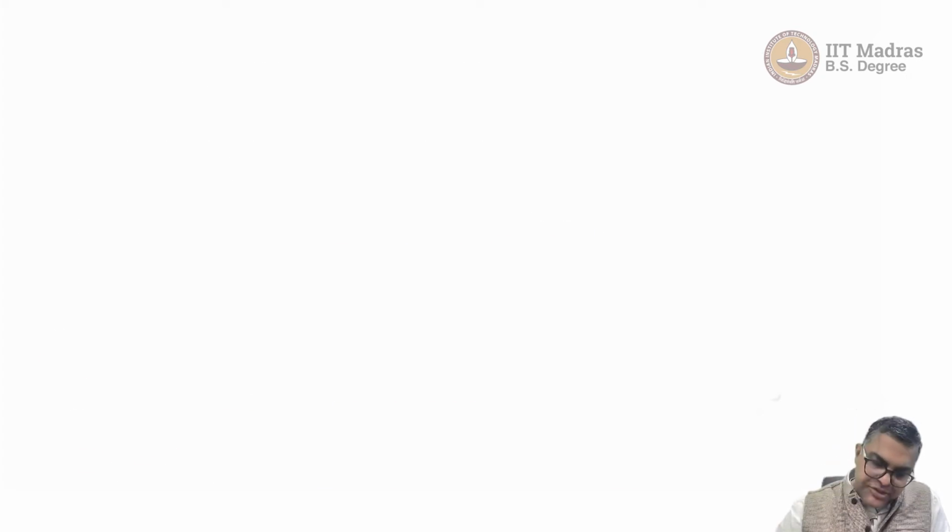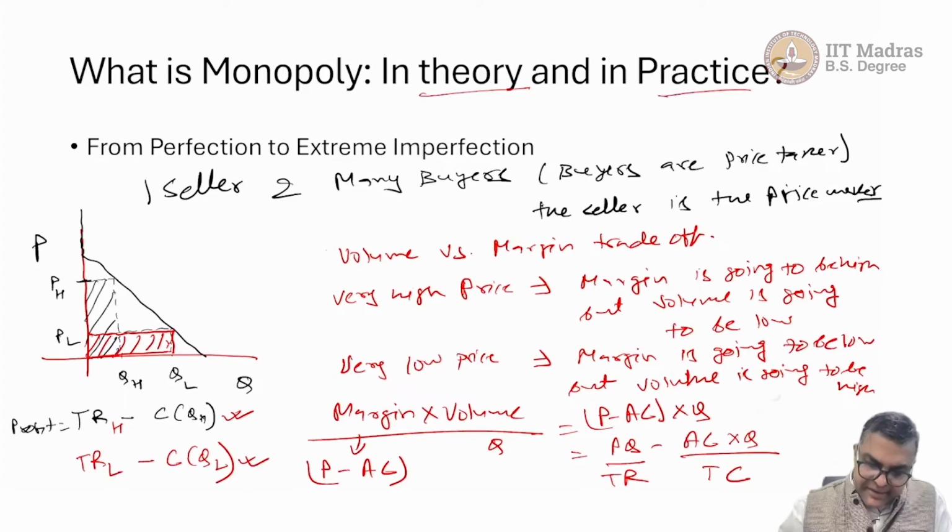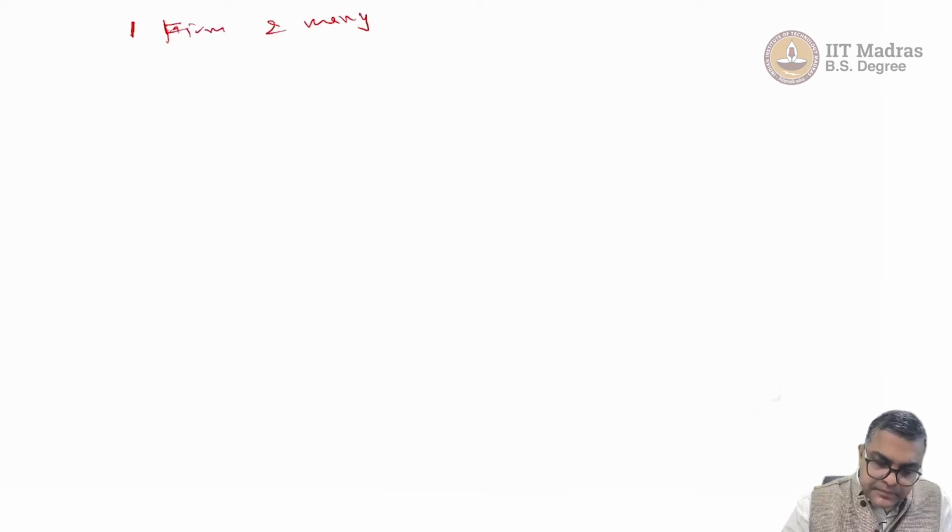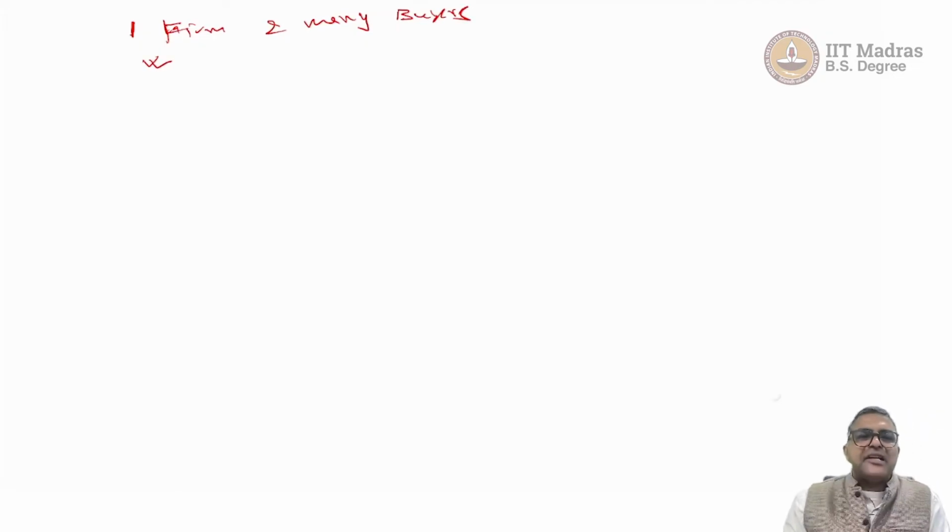So there is of course a difference between theory and practice. In theory we of course say one firm and many buyers. In practice, it's possible that we have more than one firm, but still we can approximate it as a monopoly firm, and that we will learn over time. I will give you an example in which we can see how we can approximate the market using monopoly better than using a perfectly competitive market.